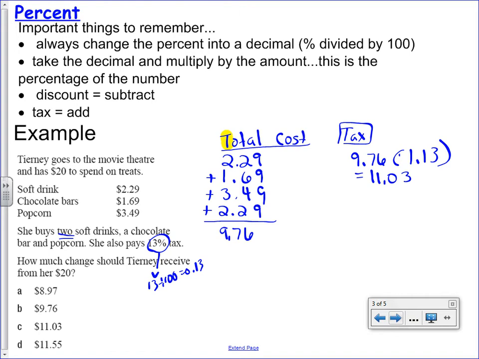Is that answering the question, Nick? No, it's not because it's asking for the change. Ah, yes. Do you see how this is a huge question? I have to find the total cost. I have to find the tax. Then it says here, how much change should she receive from her $20 bill? So I'm going to write here the change. What math do I have to do to figure out the change, Justin? Subtract. Okay, which is what? 20 minus 11.03, which gives me an answer of what, Jonathan? 8.97. Very good.